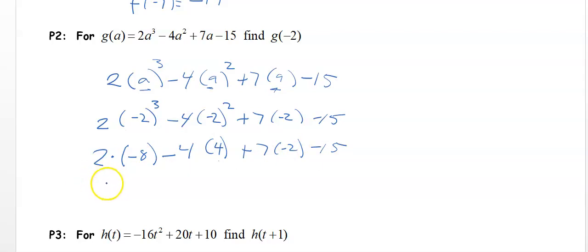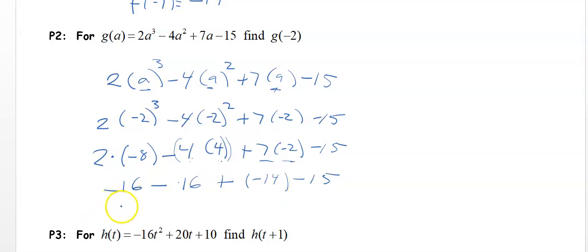Now, I multiply left to right as multiply or divide. There's no division here, but if this was division, I would do that first. You don't just do the multiplication first. I get 2 times negative 8 is negative 16 minus, now a lot of students do negative 16 minus 4 and then multiply by 4. Don't. You have to do this piece here. That's the multiplication. So I get minus a 4 times a 4 is a positive 16, plus a 7 times a negative 2 will be a negative 14 minus 15.